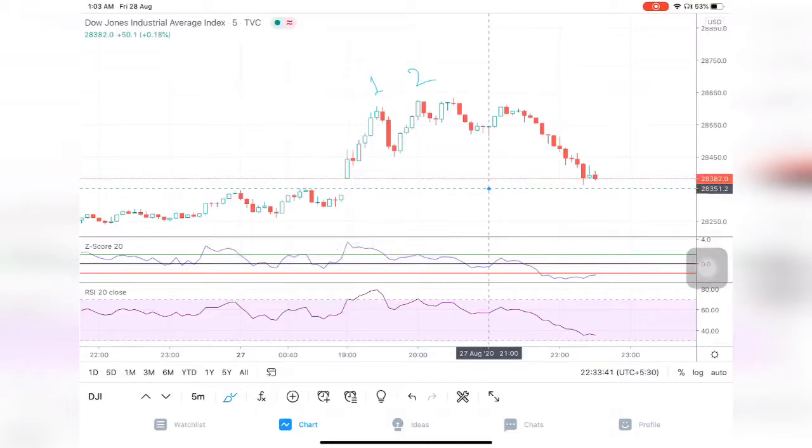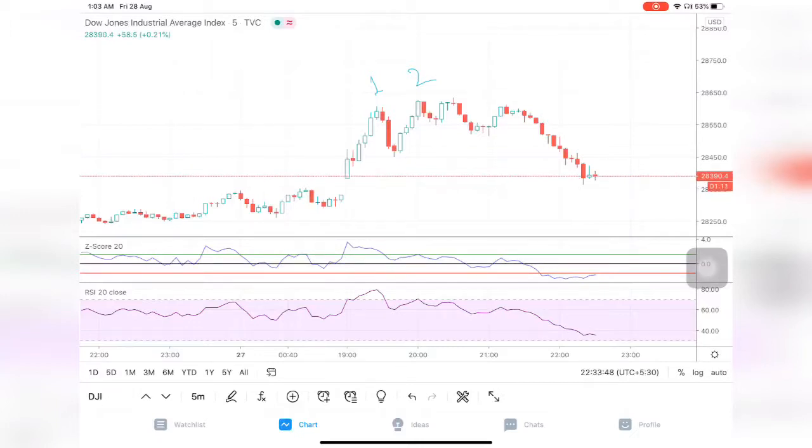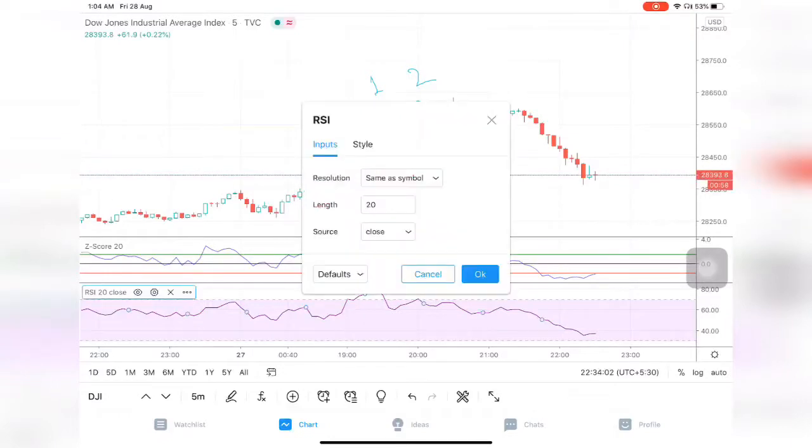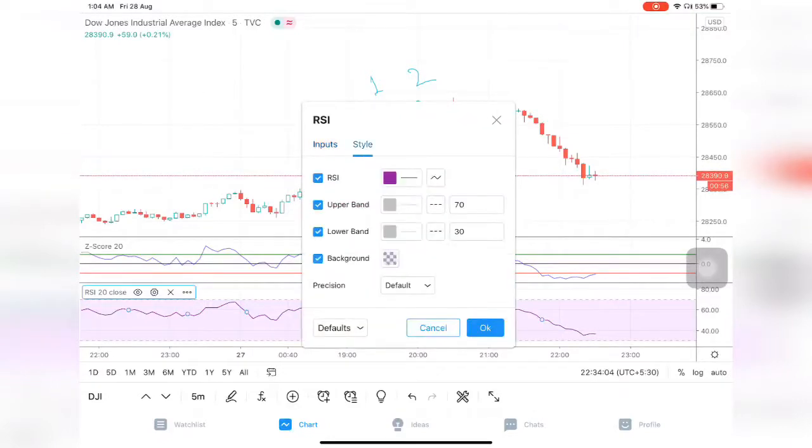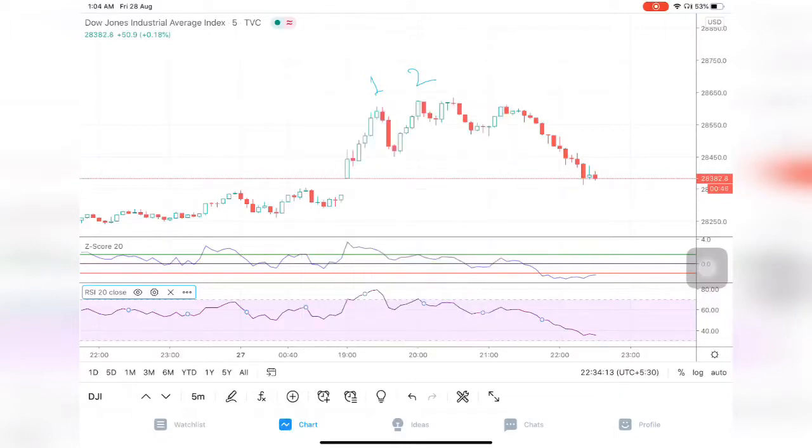that there is a divergence in the RSI. Okay, so the RSI is above 70. Here we have chosen the length as 70-30. So either you can take it 80-20 or 70-30. 80-20 is a bit better, but in intraday you can choose 70-30 as well.